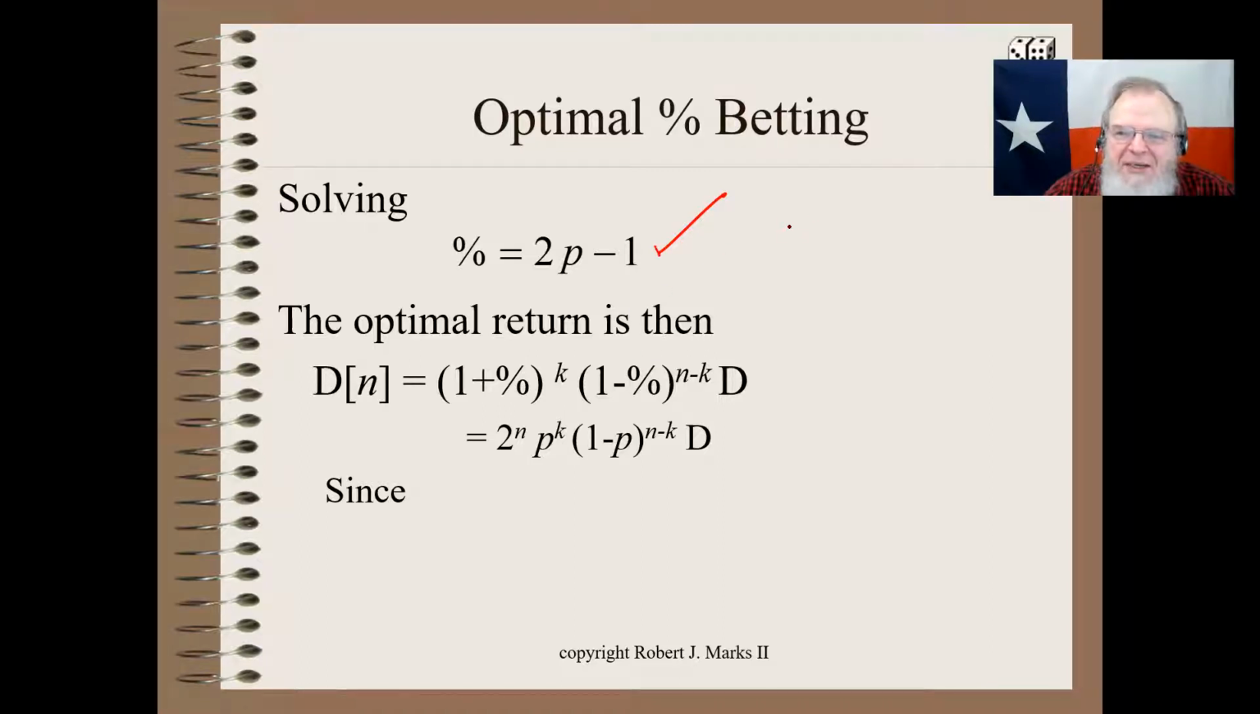So if you have, for example, a 60% chance of winning, then you should bet every time 1.2 minus 1, which is 0.2. You should bet 20% of your stash every time if your chance of winning is 60%. And that will maximize your winnings. And that's the result: twice your probability of winning, minus 1. Notice some interesting things. What if p is equal to 1/2? What's your optimal betting?